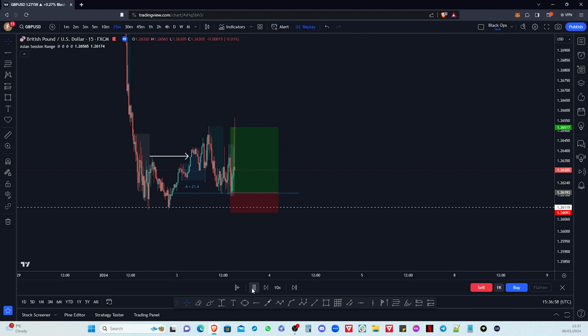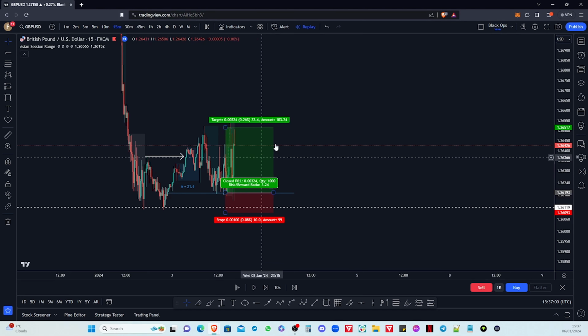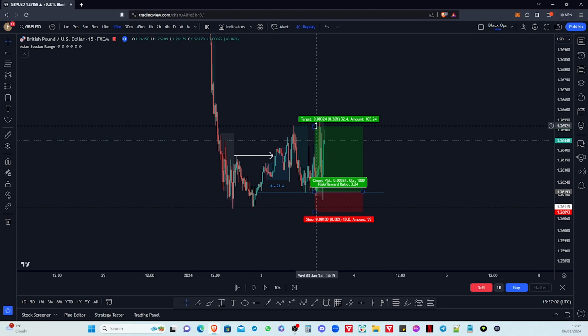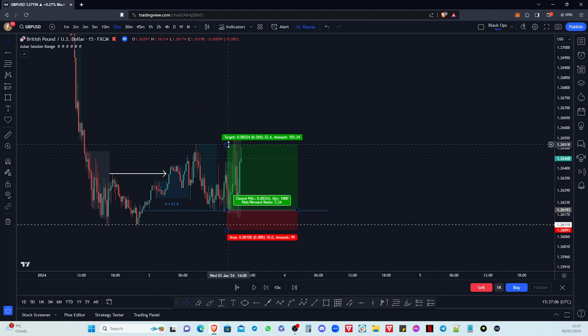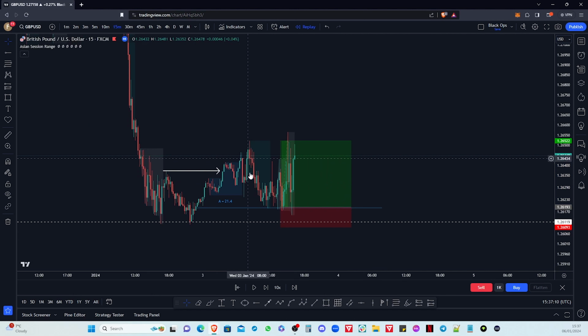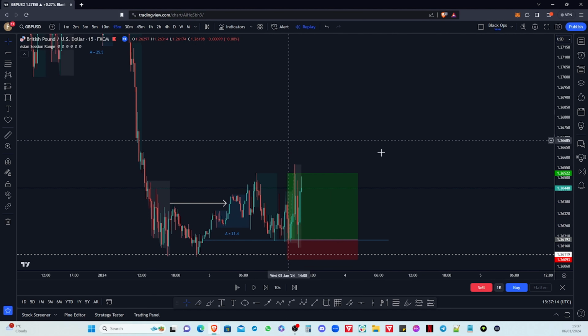There we go, we're tapped in. We get price messing around a bit, and as you can see straight away, we get 1 to 3. Now there's a reason why I put my target over here, and that's because I like to target session highs or lows. So obviously we entered at the low here, we're targeting the high.